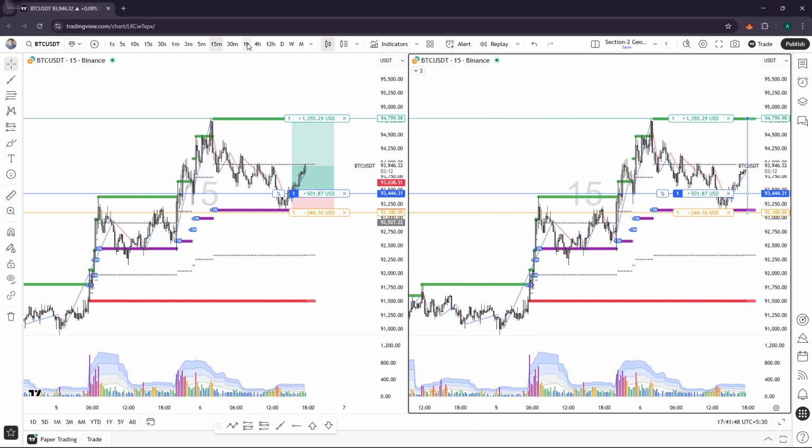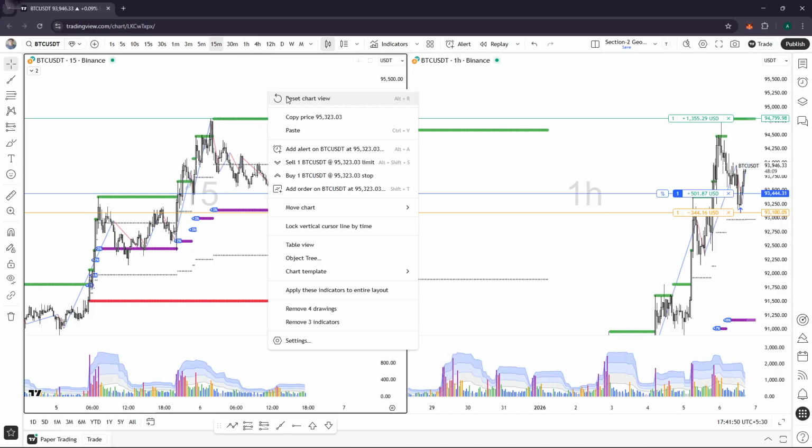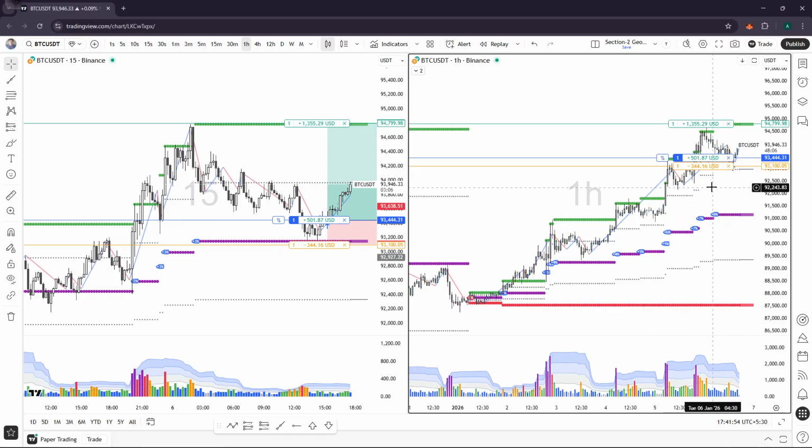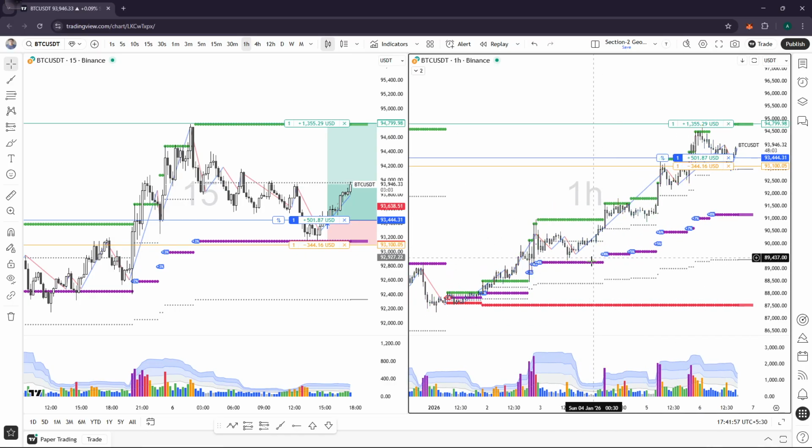Here I may put the 1 hour time frame, right? And here the 15 minutes time frame, and we are doing analysis simultaneously. What's going on in the higher time frame and what's going on in the lower time frame.